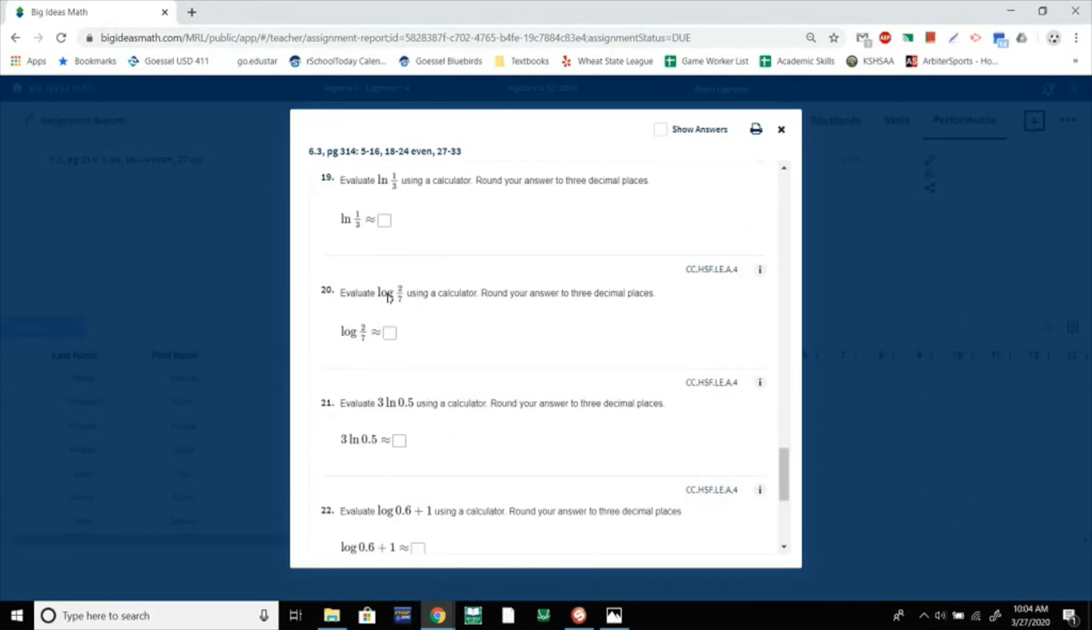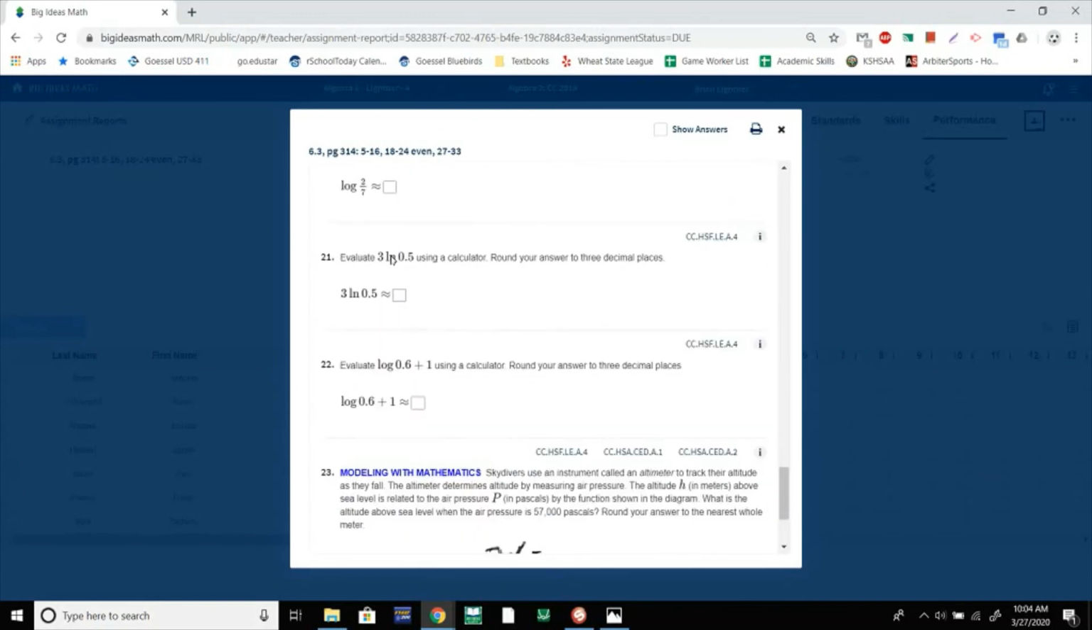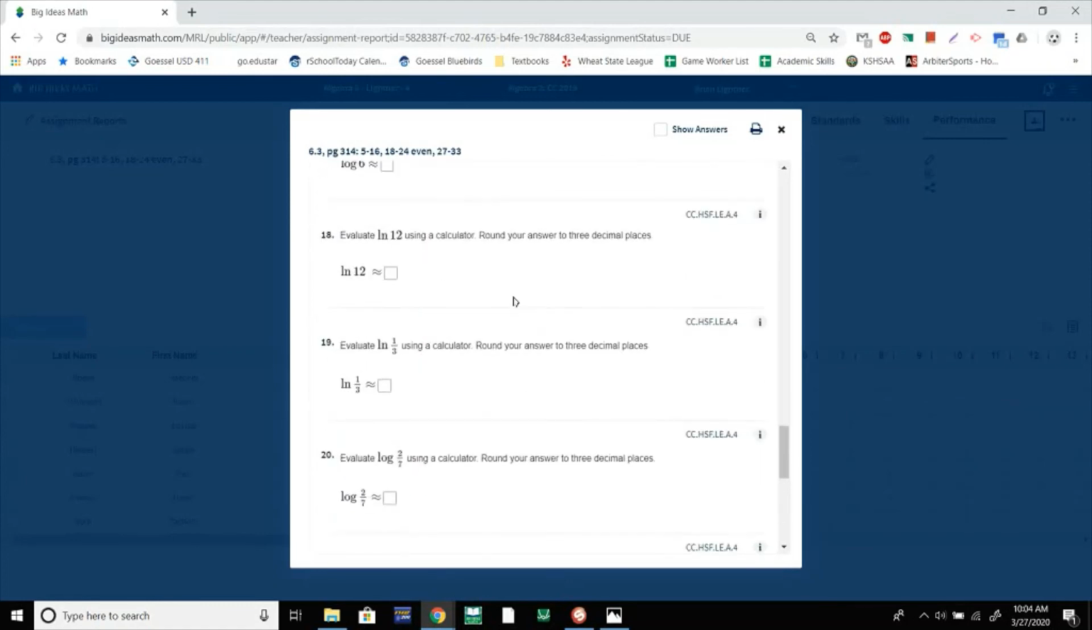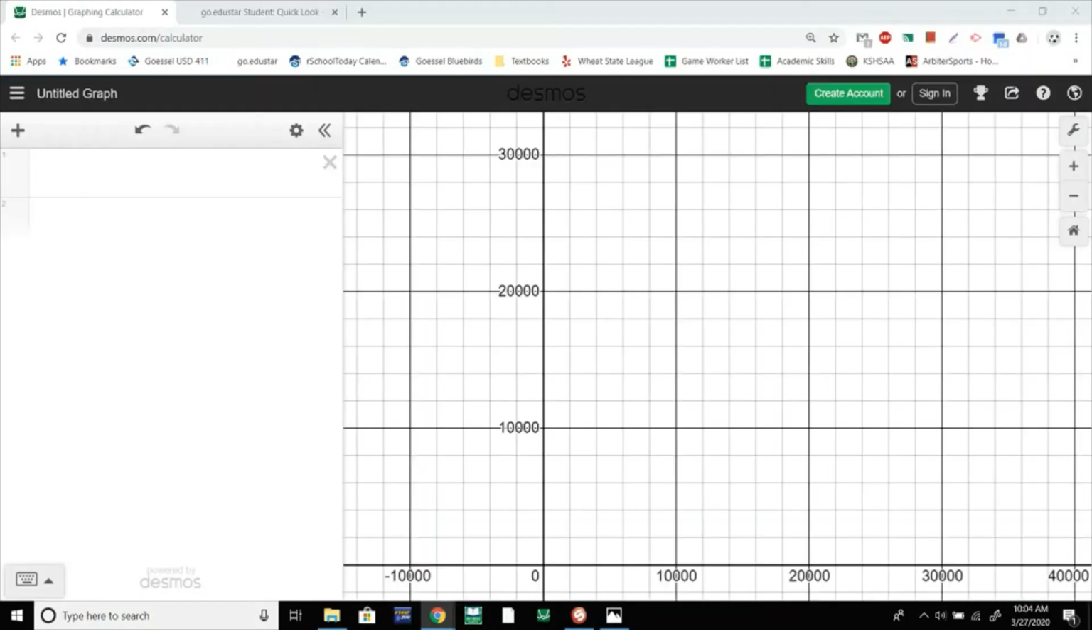Notice it's a common log. Just use your common log button. And that's a natural log. So be careful, that's a natural log. Use the ln. That's a common log. Use the log. So use the right buttons there and you should be fine. So good luck.